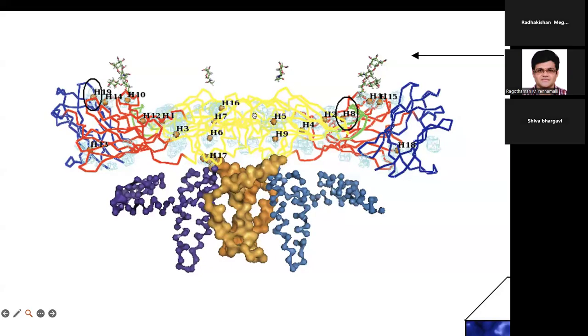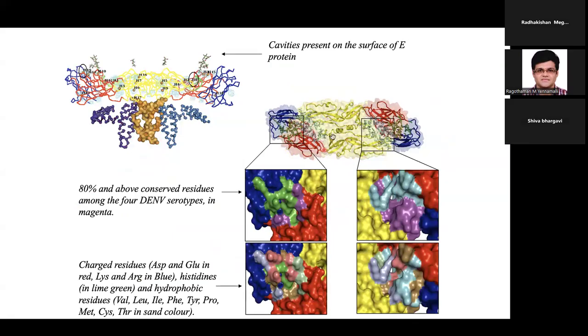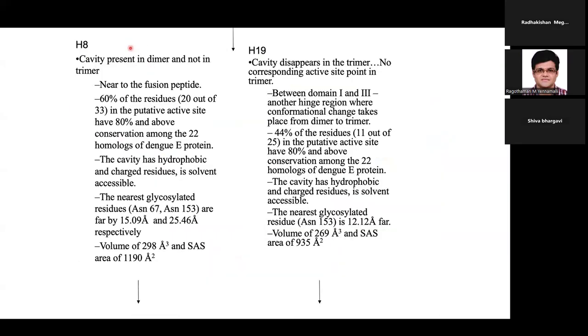So when we looked at these structures and compared them, we found among the six, two cavities that fit the two criteria. The first criteria is cavity is present in the dimer, but not in the trimer. So that was the cavity labeled as H8. Then the second criteria was cavity disappears in the trimer and there is no corresponding active site in the dimer. So that was labeled as H19. So those were the cavities.